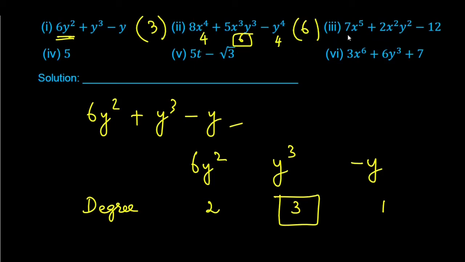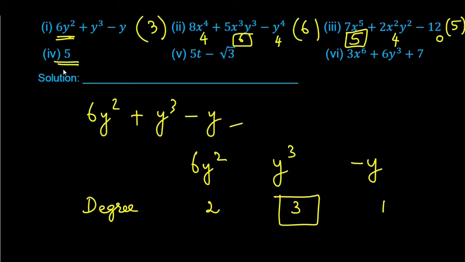Third one, 7x power 5 plus 2x square y square minus 12. Here the degree is 5. Here the degree is 2 plus 2, so 4. Here the degree is 0. Highest among these degrees is 5. So the degree of this polynomial is 5.